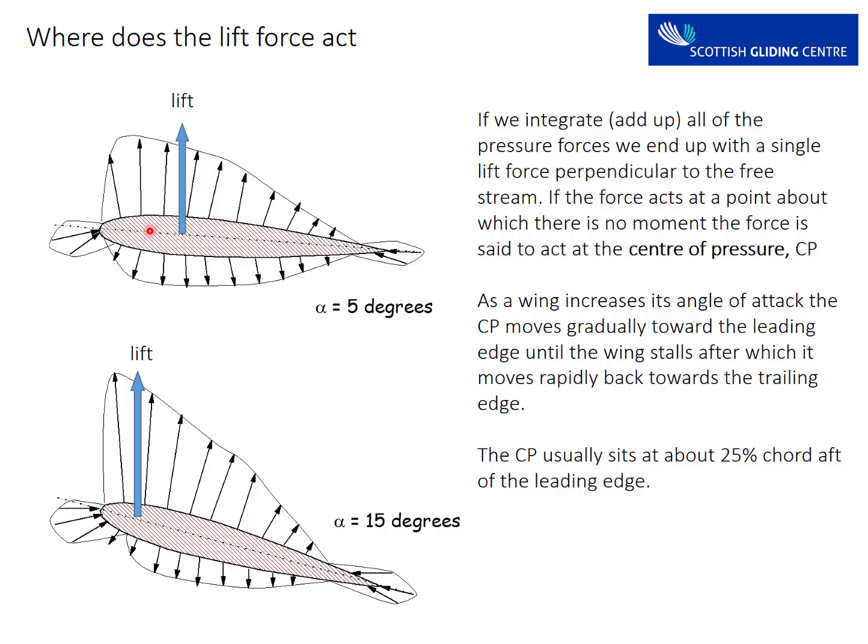In normal cruising flight, at moderate angles of attack, the centre of pressure sits at about 25% chord aft of the leading edge. As we increase the angle of attack up towards the stall, it moves towards the leading edge, and then once we reach the stall, the centre of pressure moves rapidly back towards the trailing edge.